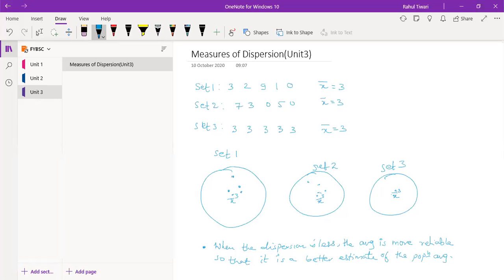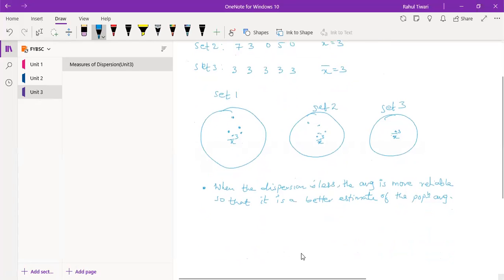So if the dispersion is less, the average which you have calculated, like this x bar, will be more reliable, means more correct. And what it represents is that it is a better estimate of the population average. The population, you have already seen, is mu, right?